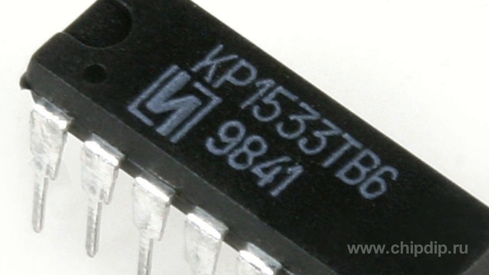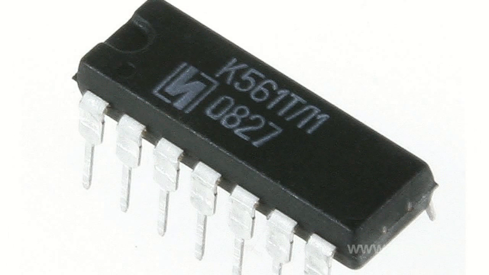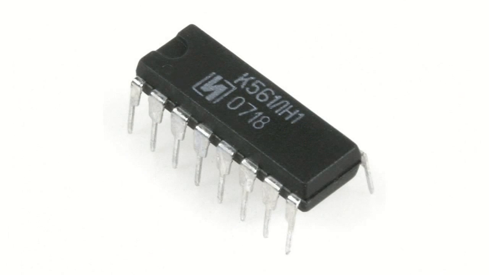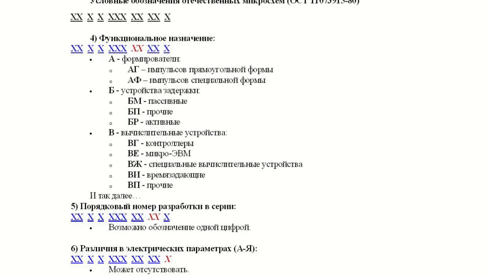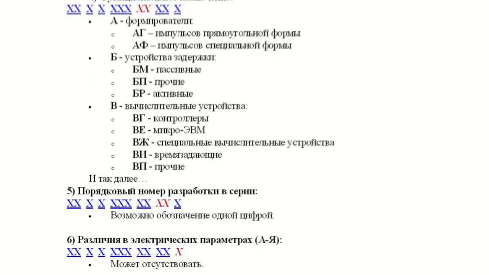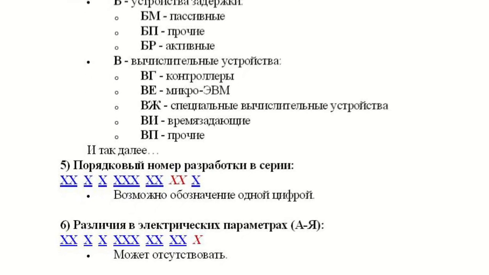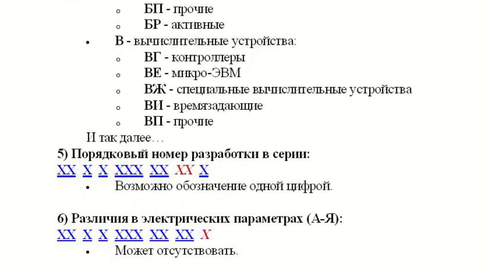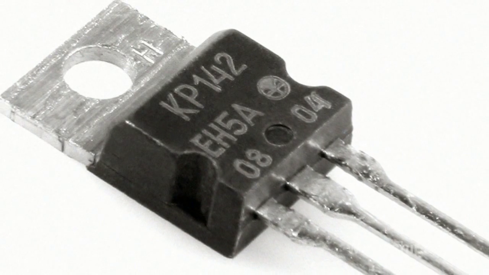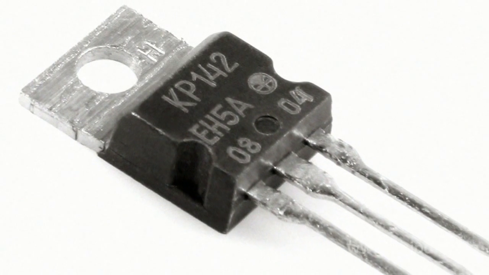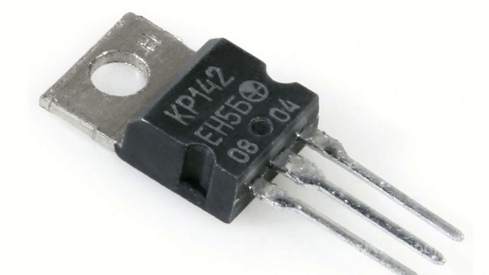Then comes the sequential number of the development of the series among chips of one type. And finally, an alphabetic index indicates the variant of the chip according to some functional feature, one of the parameters in particular. There may be no index of this type. For example, chip KR142EN5A is a voltage regulator for 5 volts and KR142EN5B is a voltage regulator for 6 volts.